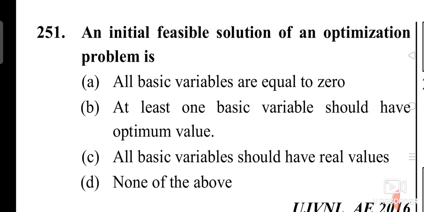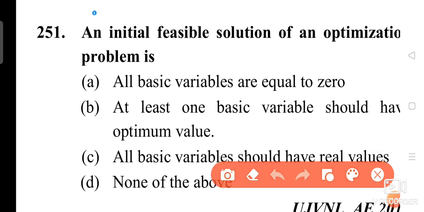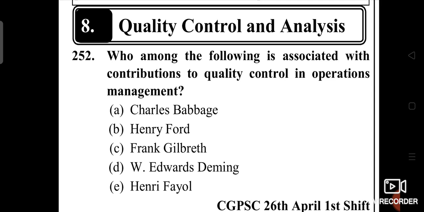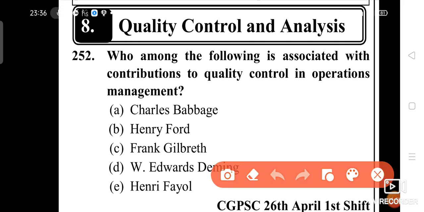Initial feasible solution of an optimization problem: all basic variables are equal to 0. That is the right answer. Next, quality control के question. Who among the following is associated with contributing to quality control in operations management? The right answer is W. Edward Deming. D is the right answer.